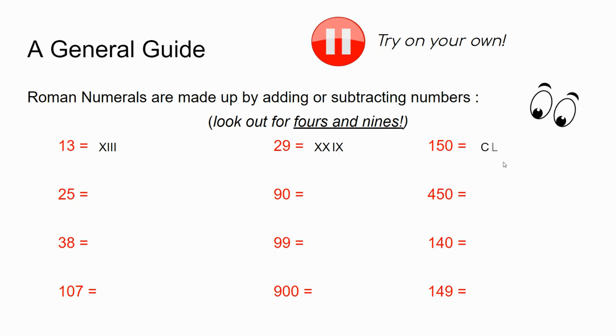C makes 100, and L makes 50. 100 plus 50 makes 150. 20, 2 10s, and a 5, 25. You're a genius. X, that's 10 before 100. Okay, never say 4 things in a row.